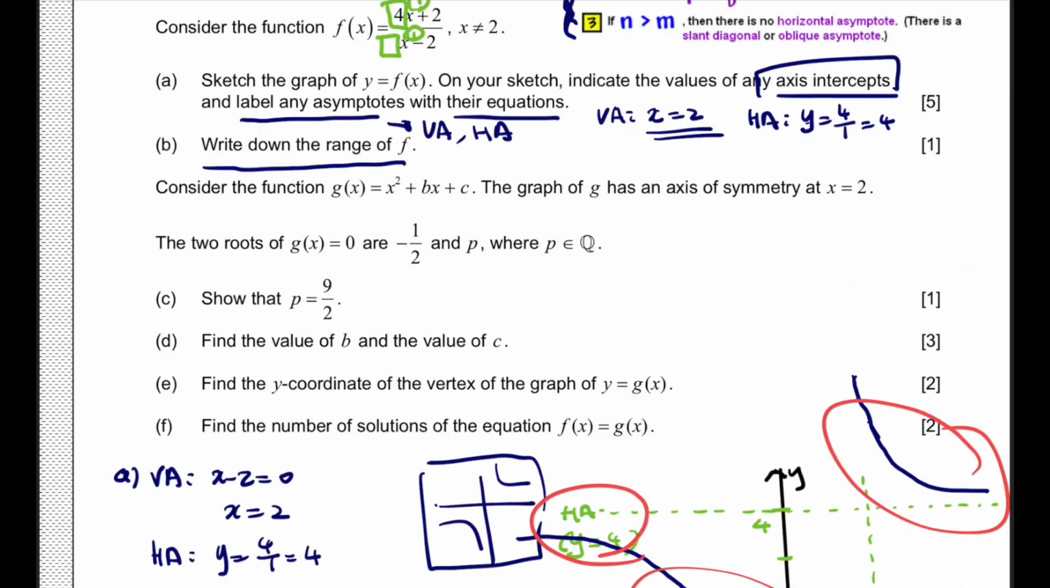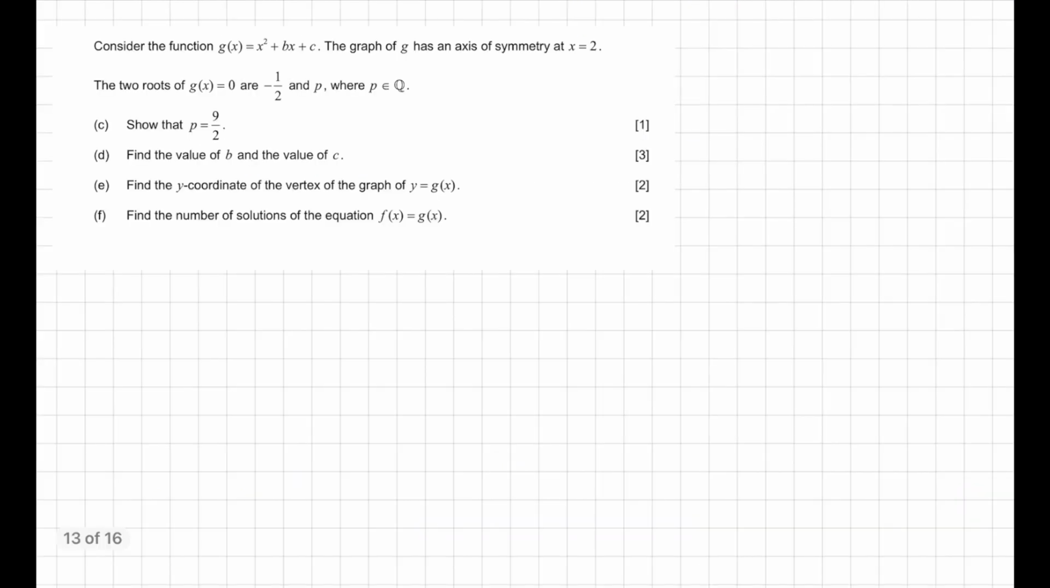Okay, so let's try questions C, D, E, F. We need to consider the function g of x, which is equal to x squared plus bx plus c, okay? It is quadratic, and the graph of the function g has an axis of symmetry at x equals 2. And the two roots of g of x equals 0 are -1/2 and p, which are rational numbers. So for question C, we need to show that the p value is equal to 9/2.